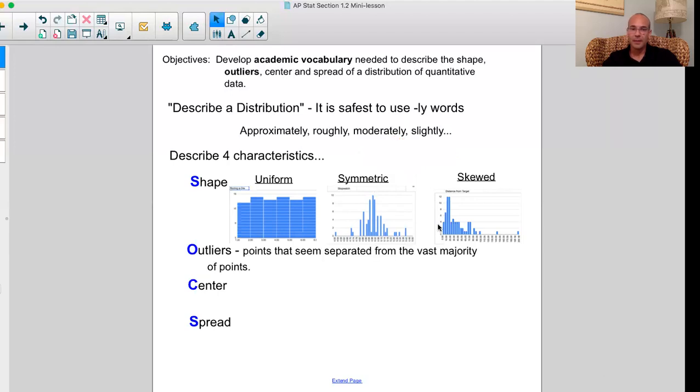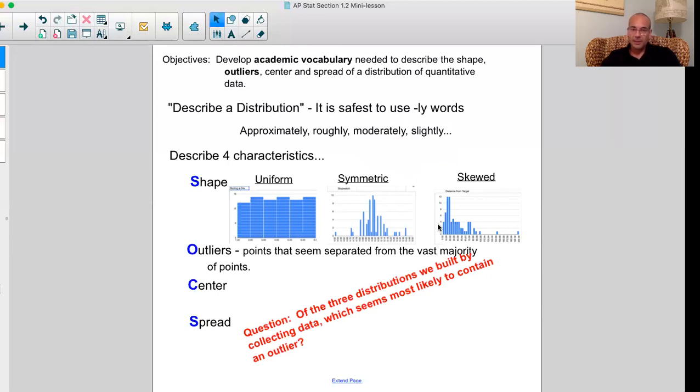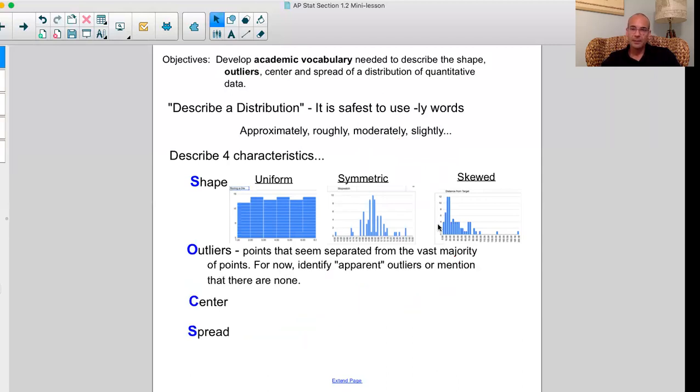So outliers are points that seem separated from the vast majority of points. And right now, we did already experience a data set where there was an outlier. If I were to ask which of the ones we did had an outlier, we'd say it was probably this distance one right here, because there was someone in one of our classes that I worked with who visited a very, very far away place, versus these other people who went within a few hundred miles of Glen Mills.